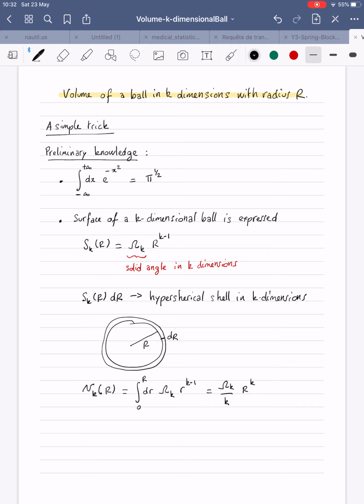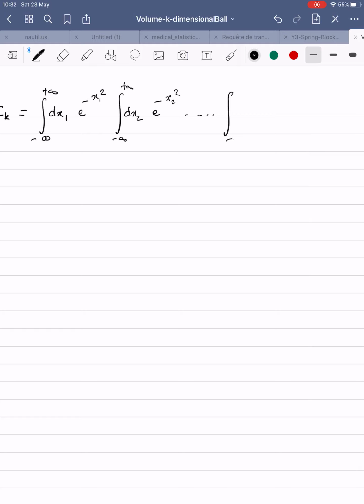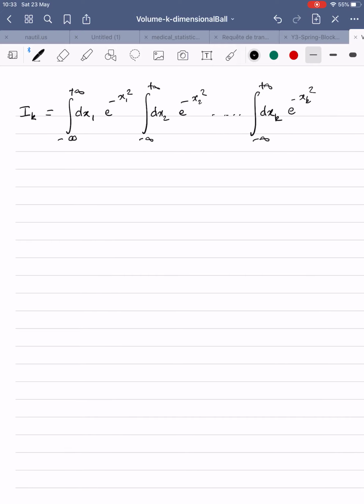Okay, so what I'm going to do next is, of course I say it's a quick trick. It's a quick trick if these things are kind of known, and then it takes again a couple of lines still to work it out. So here what I'm going to do is introduce an integral Ik, which is the following. This is the integral from minus infinity to plus infinity dx1 exponential minus x1 squared, then minus infinity to plus infinity dx2 exponential minus x2 squared, and then you probably get where this is going, integral minus infinity to plus infinity dxk exponential minus xk squared. Okay, so that's basically what I'm going to calculate.